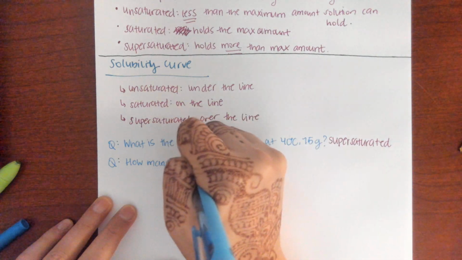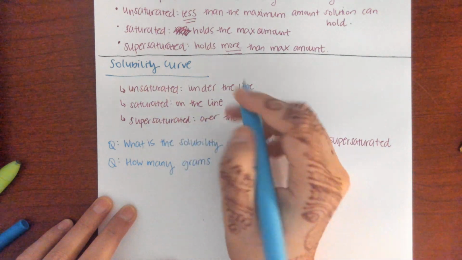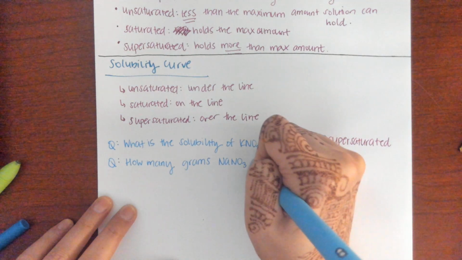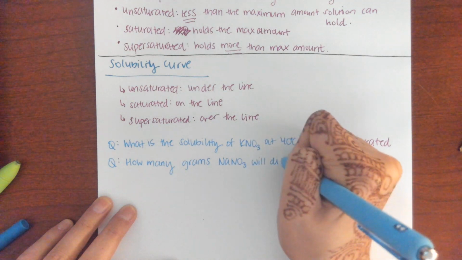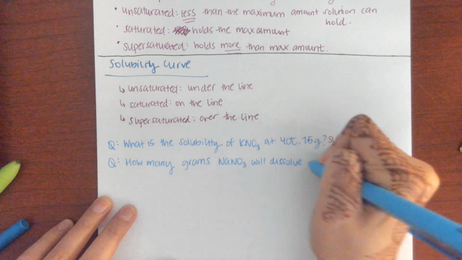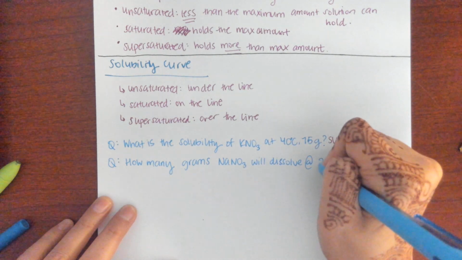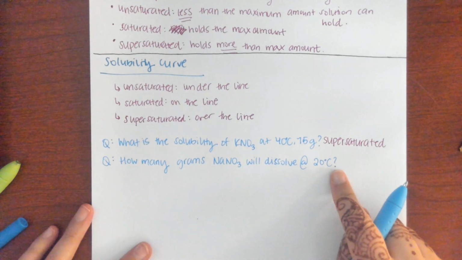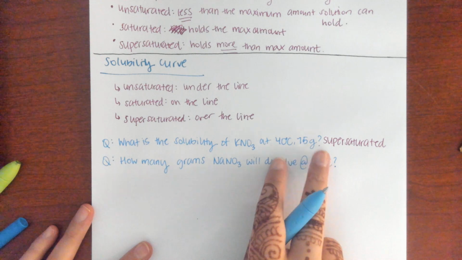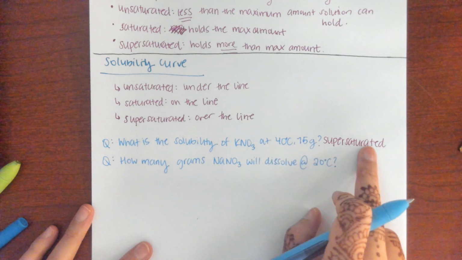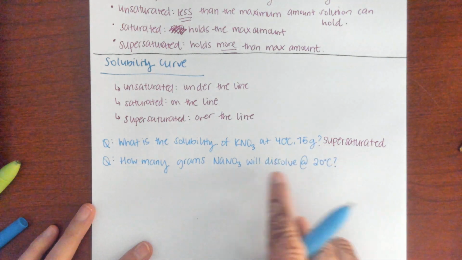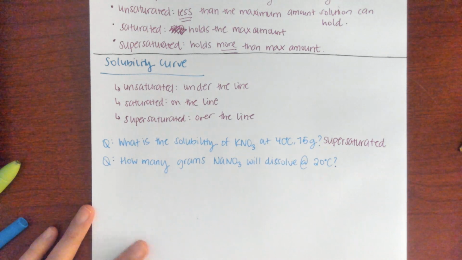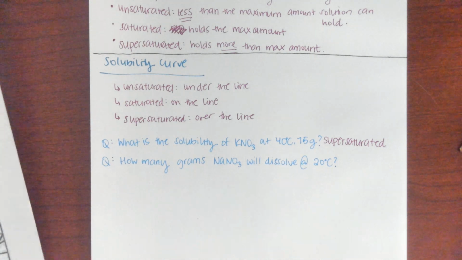Alright, how many grams of NaNO3 will dissolve at 20 degrees Celsius? Now in this case, it only gives you the temperature. So let me rewind for a second. Temperature and grams, you pinpoint on the graph and say the saturation. Temperature only, you have to figure out on the line. Okay? So if you want to make that note for yourself, you can do that.